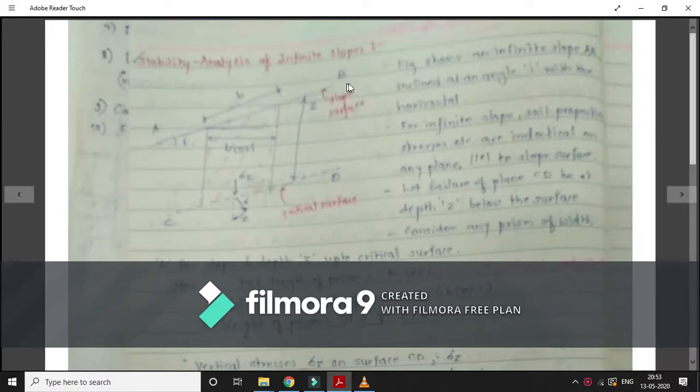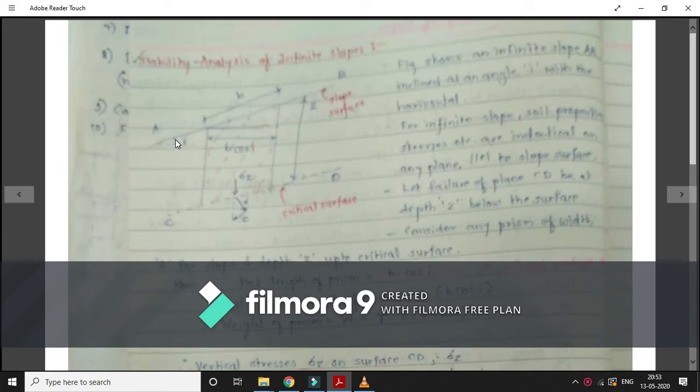Stability analysis of infinite slopes. Sorry for some dull picture here. You can see here, AB represents the slope surface, and CD represents the critical surface. Here we are going to consider a soil wedge, or you can say a prism, having sloping distance B and depth equal to Z.